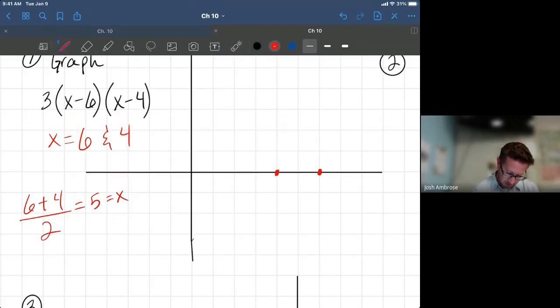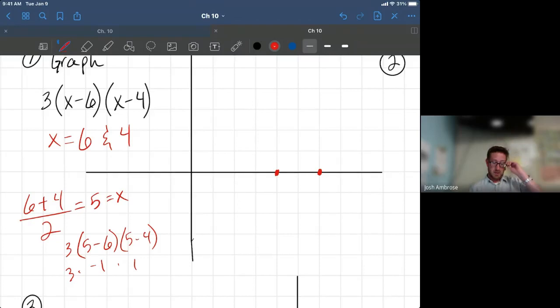Okay. So let's go ahead and do that. We're going to have a 3 and then 5 minus 6, and then another one, 5 minus 4. So that's going to be a negative 1. That's a positive 1. And that's 3. All multiplied together. So a negative 1 times 3 makes a negative 3. So that means that our vertex is 5, negative 3.